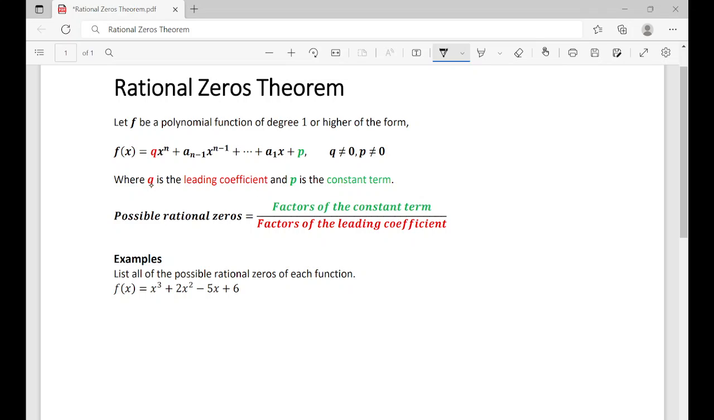When we know what the q and p are, then we can find the possible rational zeros by taking the factors of the constant term p and dividing all of them by the factors of the leading coefficient, q. The Rational Zeros Theorem just states what all the possible rational zeros could be, not what they are. So when we get all of these, it just means one, more, or even none of them could be the actual answer.